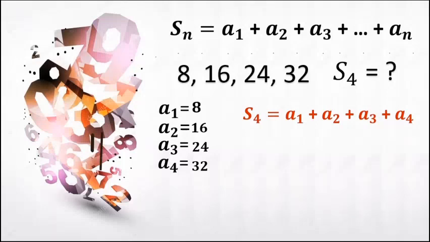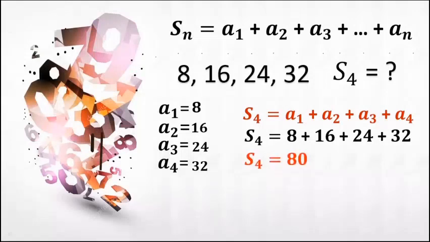Using this formula, let us substitute the values of our terms. So once we have substituted, this is the form. S sub 4 is equal to 8 plus 16 plus 24 plus 32. Once we have this, add all the terms so that we can have the value of our series. So once we have added 8 plus 16 plus 24 and 32, we will have the sum of 80. Meaning to say, the series of these 4 terms is equal to 80.